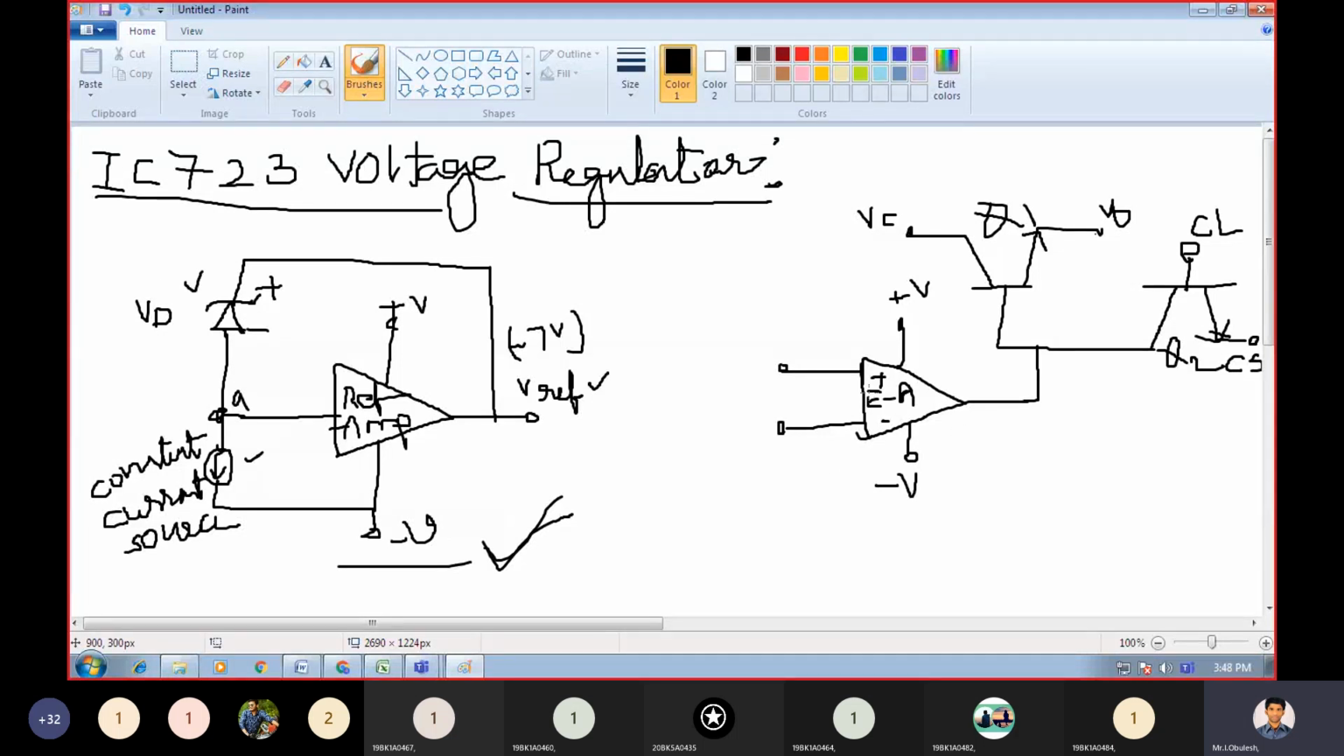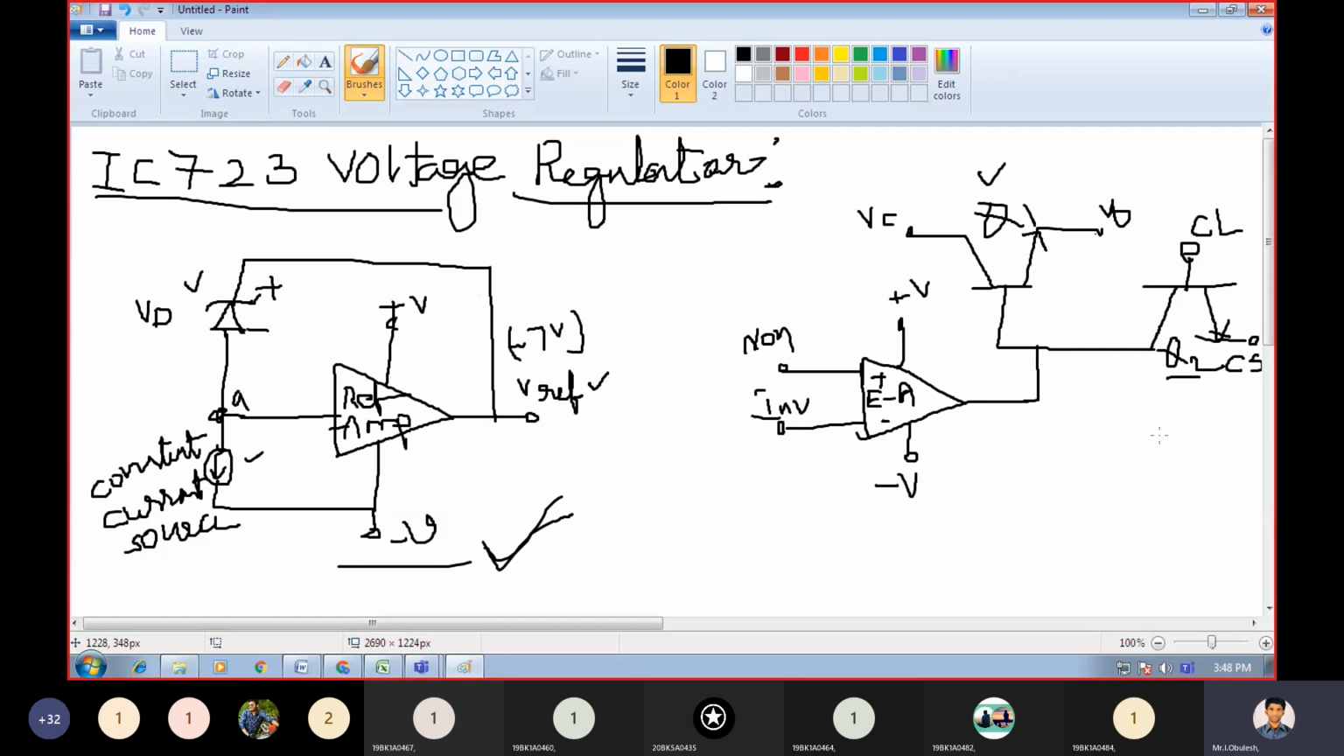The other section of the IC consists of an error amplifier. This is the non-inverting, this is the inverting. In this you need to see a series pass transistor Q1. This is the pass transistor Q1 and this is the current limit transistor Q2.